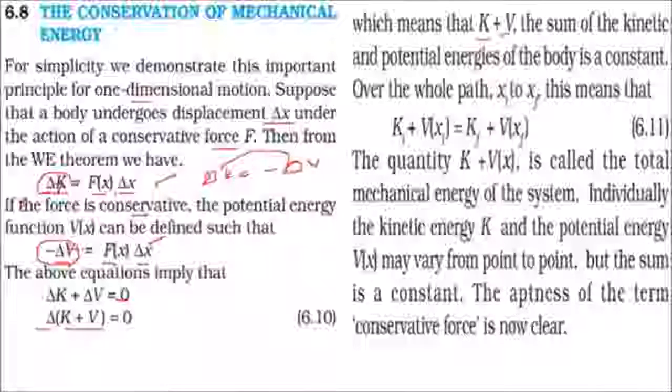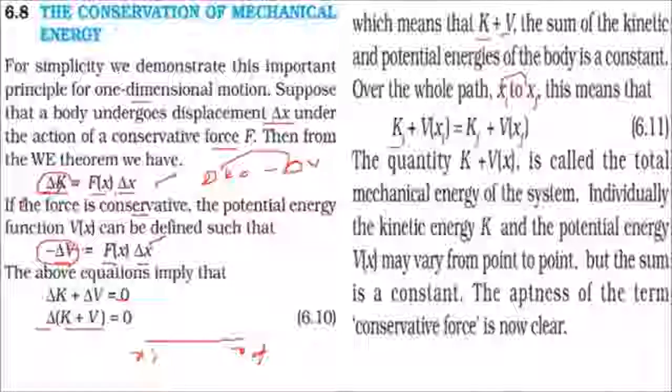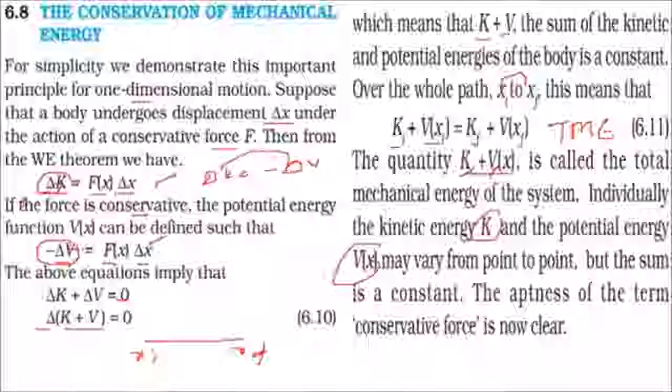If you take a path, this is the initial position, this is the final position. So you can say the kinetic energy and potential energy at the initial position will be equal to the final position kinetic and potential value. So this K plus V(x), that is kinetic and potential energy, is known as TME, or total mechanical energy.